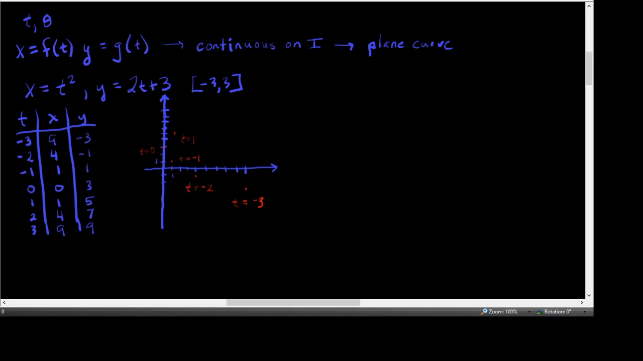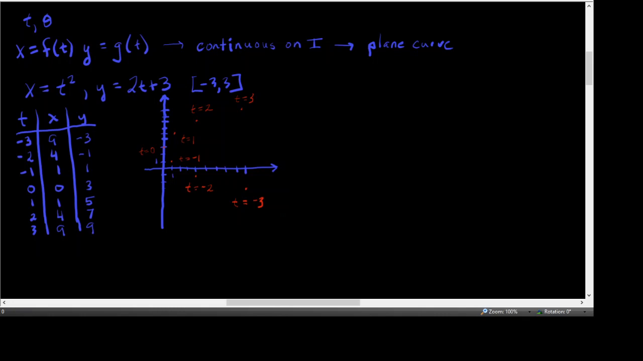At time 2 we're at 4, 7. It's about right there. And at time 3 we're at 9, 9. Now, if this had asked us to graph from -infinity to positive infinity for t values, we would want to extend this graph forever. But in this case, we're only graphing that part of it.